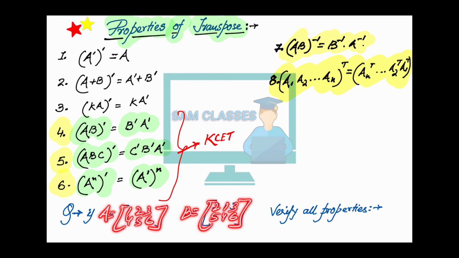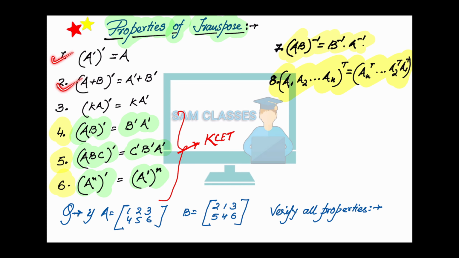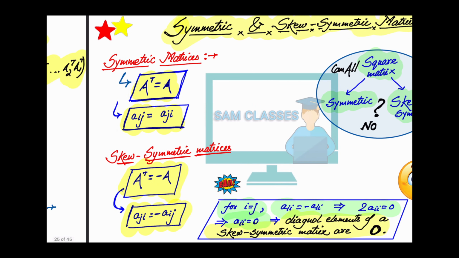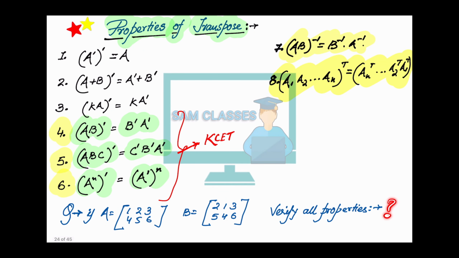Now what they're trying to say is you have to verify all the properties. Okay, all the properties means whatever properties we have listed here, you have to verify them. So what do you do? Pause the video and solve this one example.